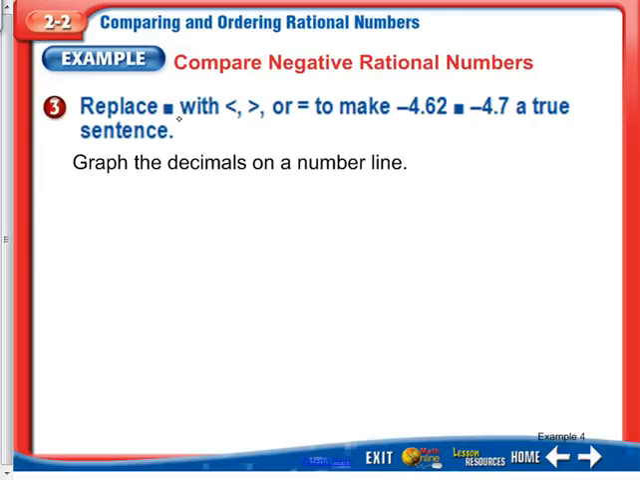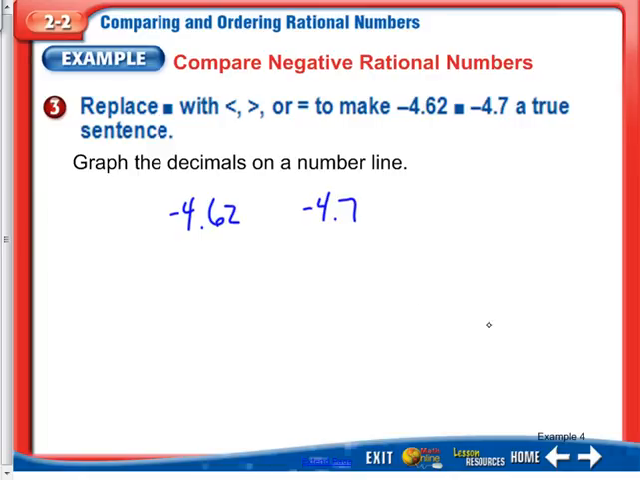All right, so replace the blank with a less than, greater than, or equal to make the sentence true. All right, so let's copy it. We'll go -4.62, and then we have -4.7. So it says graph the decimals on a number line.